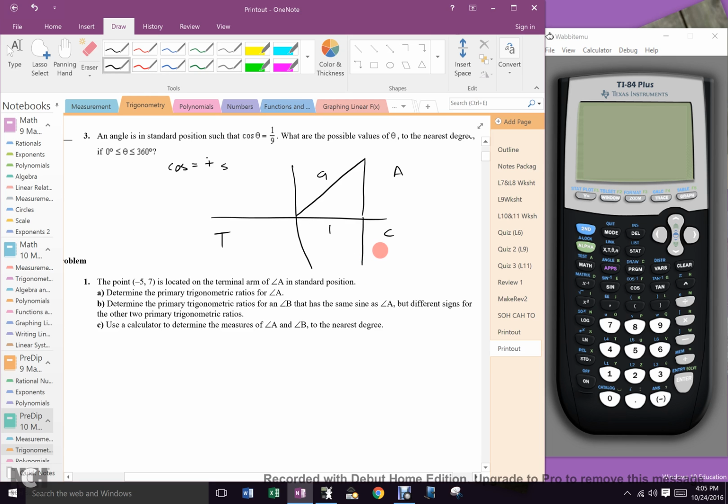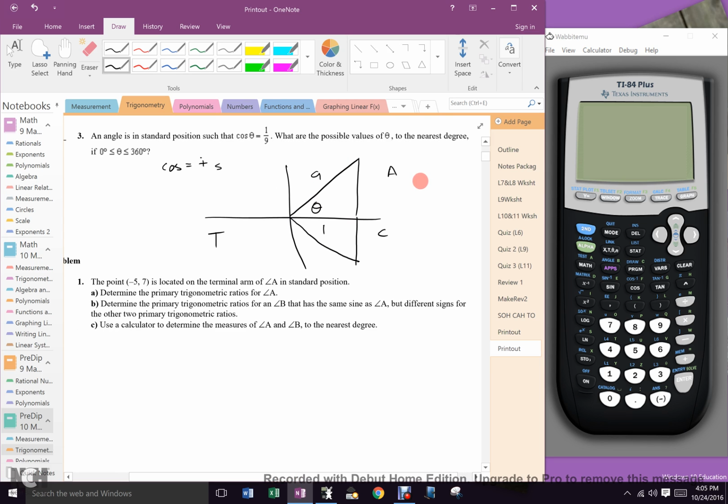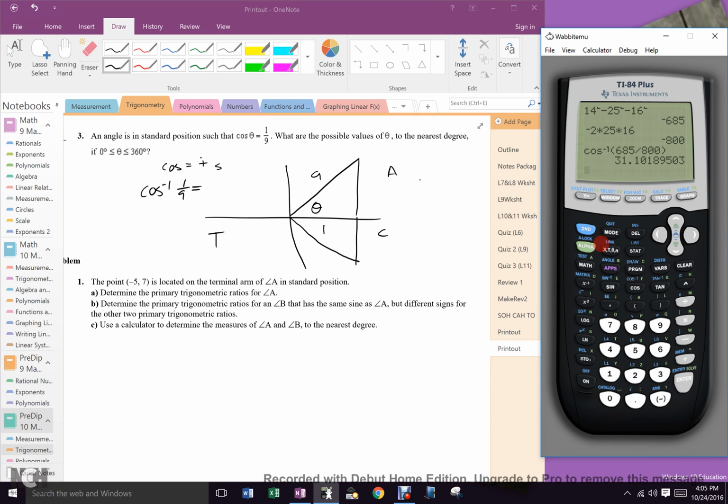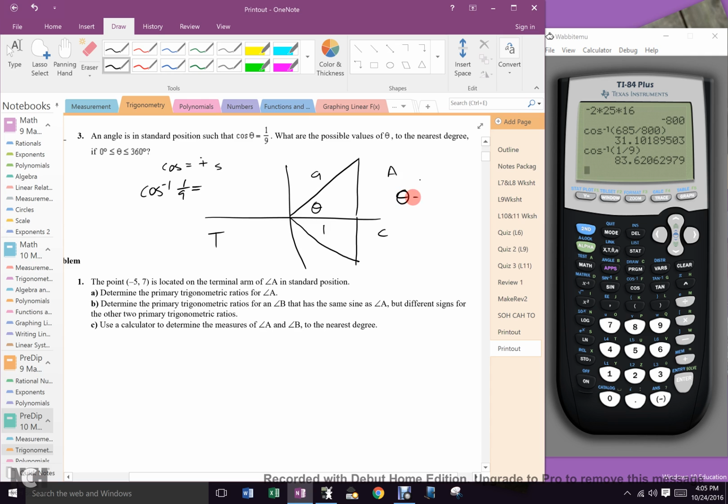So now all I got to do is find what theta is. So I have to do shift cos of 1/9. I go over to my calculator, shift cos 1 divided by 9, close brackets, equals 83 degrees. So theta equals 83. So there is 83.